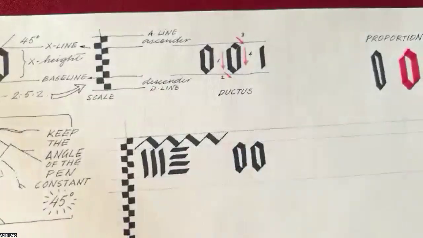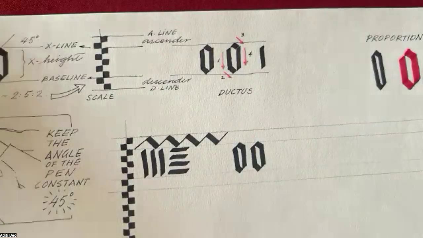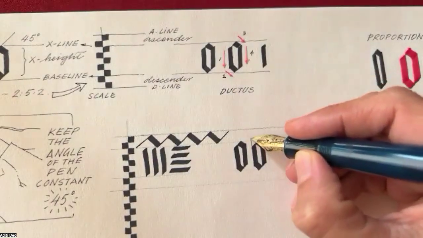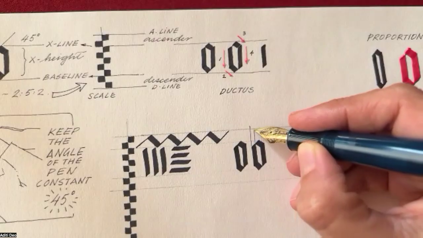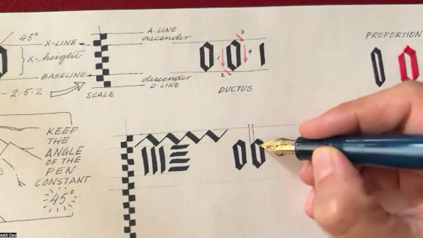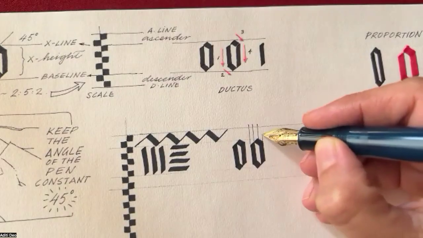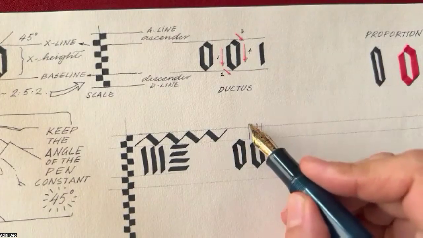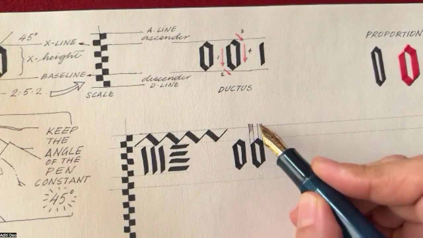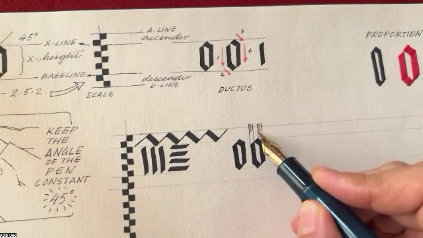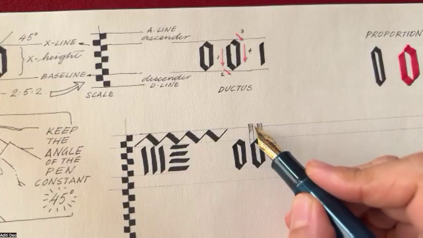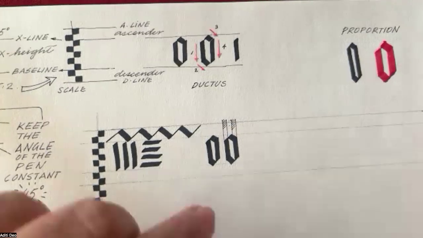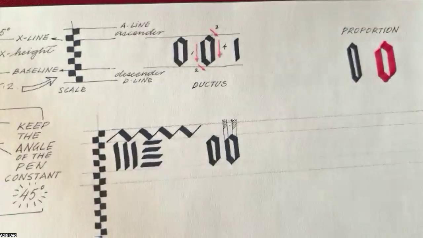Now, the distance between the strokes should be such that the space used up by the stroke and the space used up within the letter must be equal. So this space obviously is going to be equal to this space, but must also be equal to this space in between. So these letters are written very, very narrow.